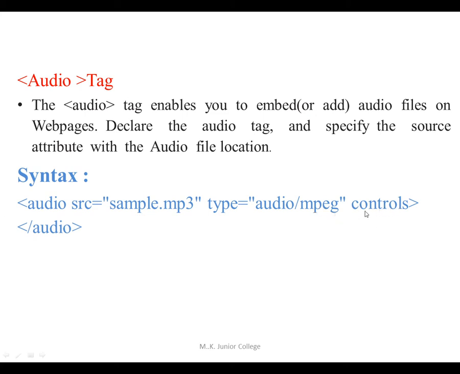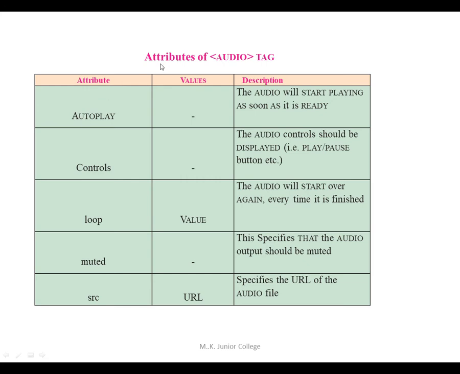To display the controls or console to the user, this controls attribute must be added. Now this attribute is a boolean attribute, so you just have to mention the name of the attribute, and at the end close your audio. So here is the syntax of how to add an audio tag.